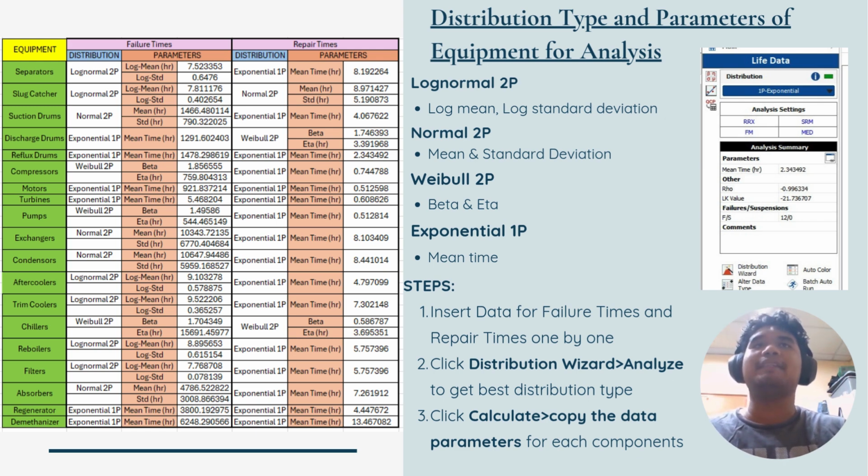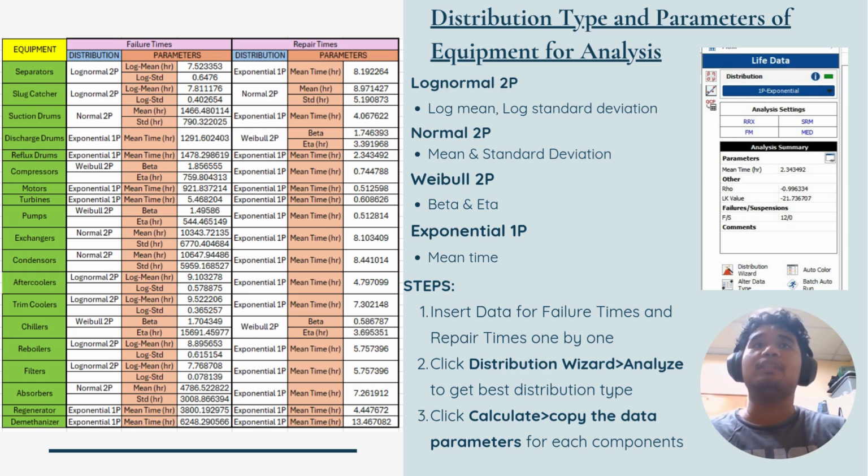Next, I will explain the distribution type and parameter of equipment for analysis. In reliability engineering, selecting the correct statistical distribution is essential to accurately model failure and repair times. For this analysis, we use several distribution types, depending on which best fit the historical data. Each distribution has its own parameters.